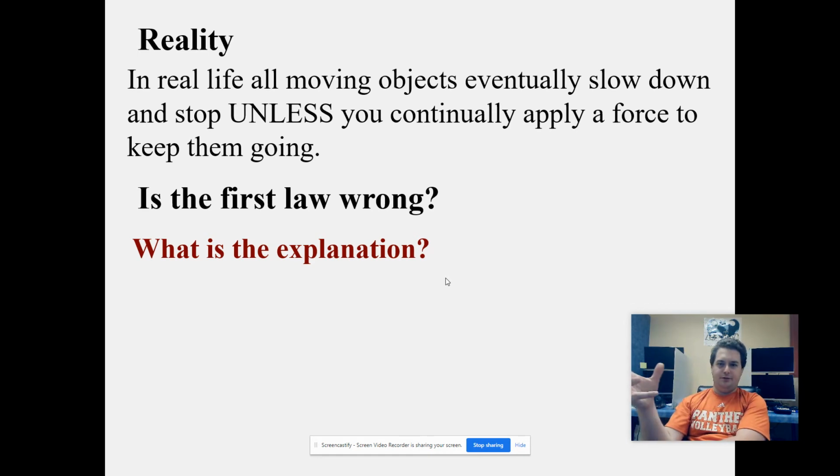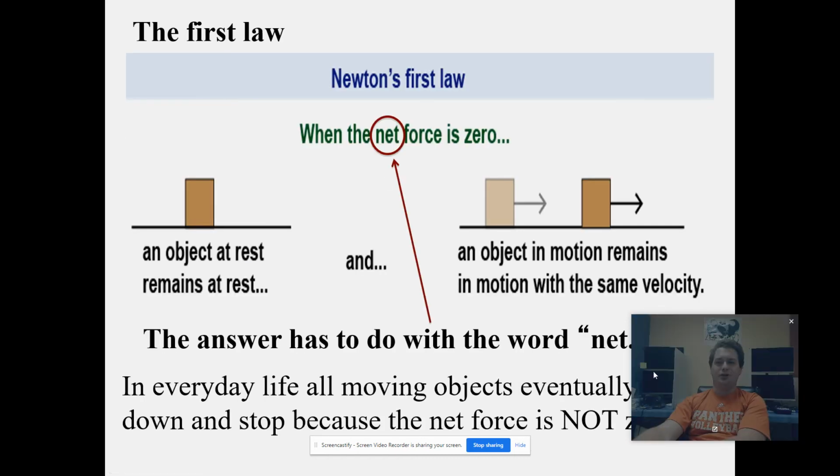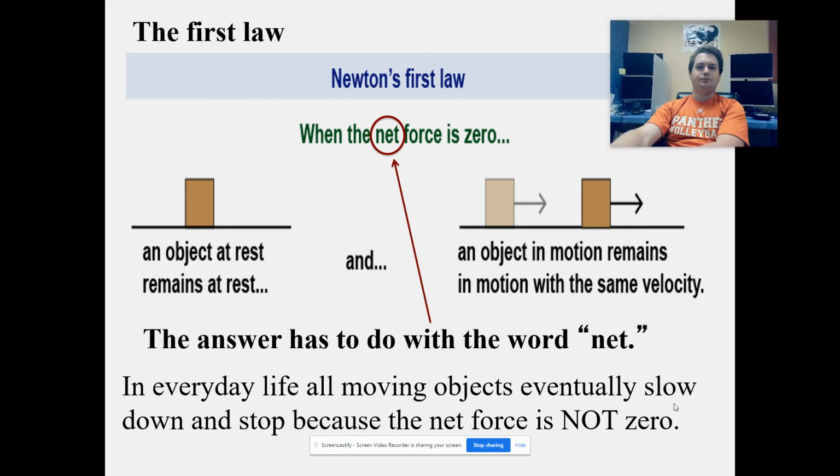When something rolls on the ground or flies through the air or falls in the ocean, there is an outside force being applied, an unbalanced force being applied, and that is friction, okay? So it has to do with, like I said, the word net force. So things eventually slow down and stop because the net force is not 0. There's this concept of friction at play that will eventually slow down an object because that is an outside force, an unbalanced force that's acting on an object, okay?